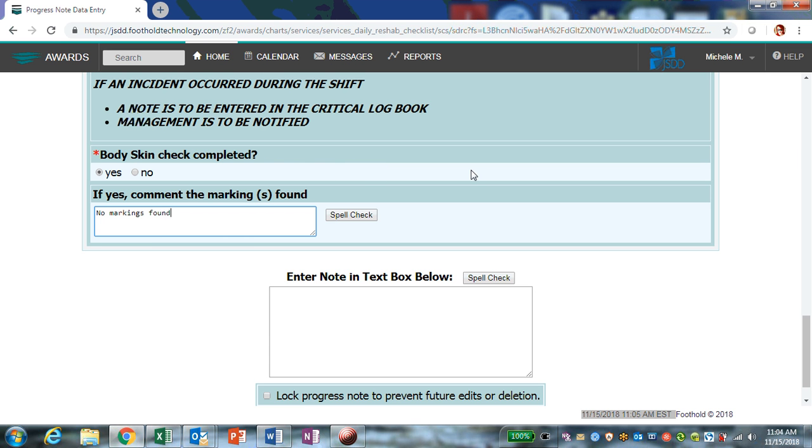If you did a body skin check, did you find anything? Yes or no? We've simplified it. Just, did you do one? Yes. If you did, you find anything? What did you find? If you didn't find anything, no markings found. Okay? If you did find something, please indicate what that is.